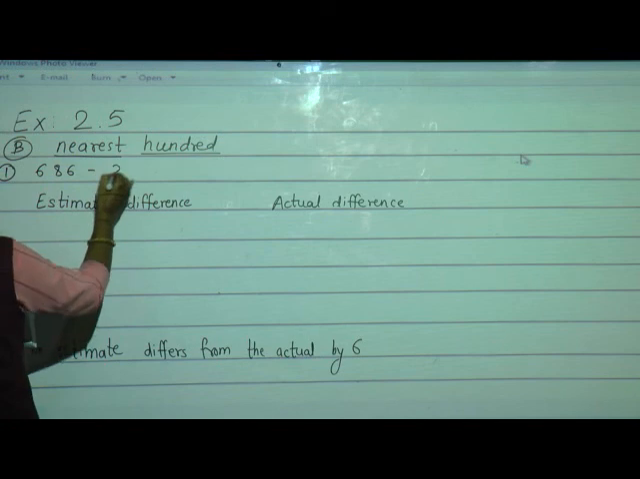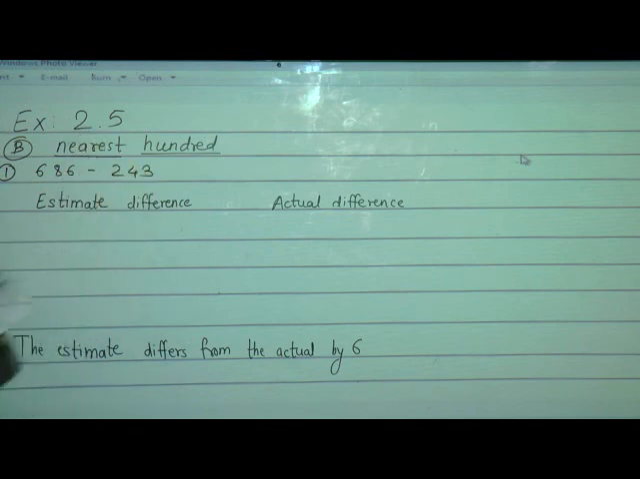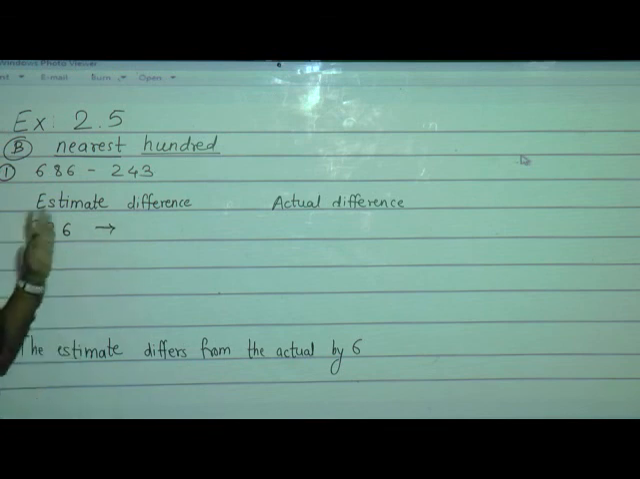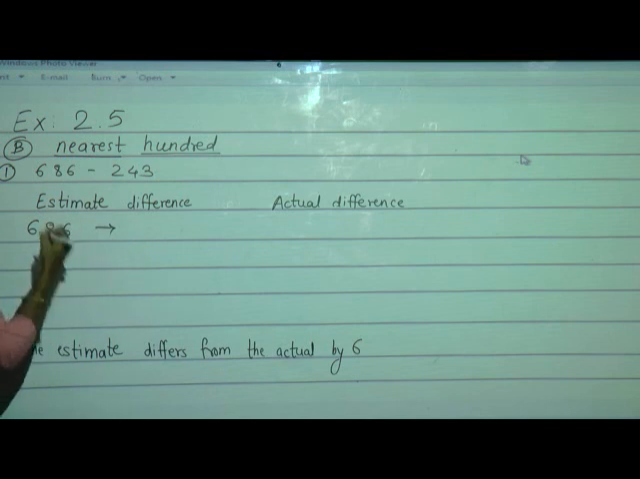686 minus 243. Now we will solve the first one. Now, nearest 100. First I will write the number here. Whenever we are rounding off to the nearest 100, we have to underline the tens place.